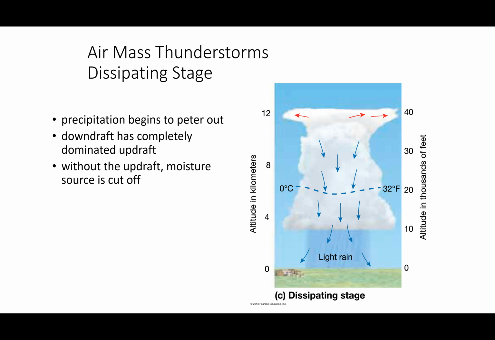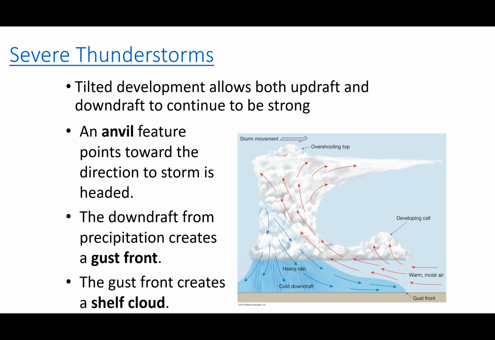The last stage after mature is the dissipating stage, and the thing about the dissipating stage is it's only a downdraft, and it's on its way out, dissipating stage.